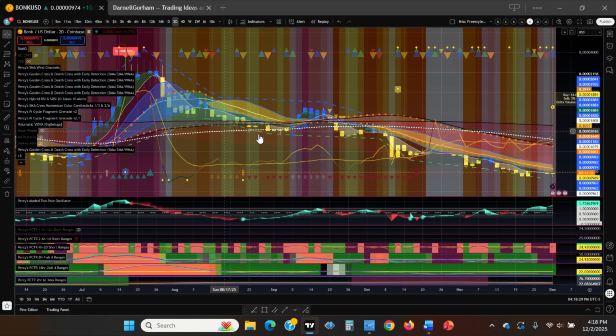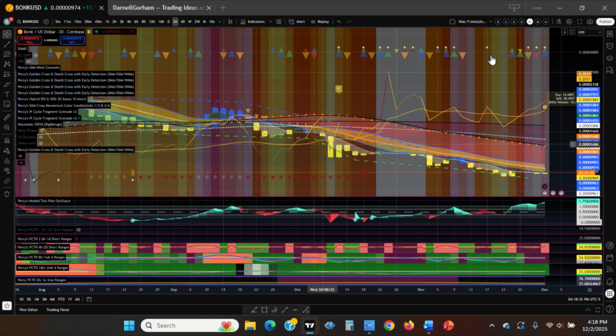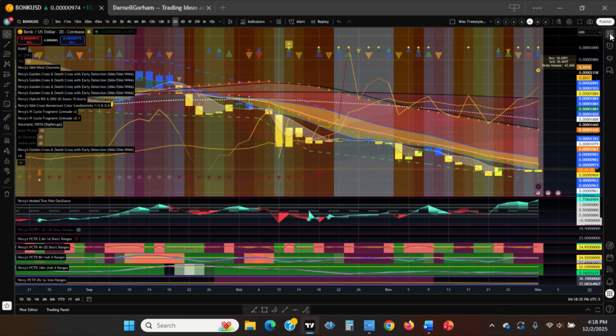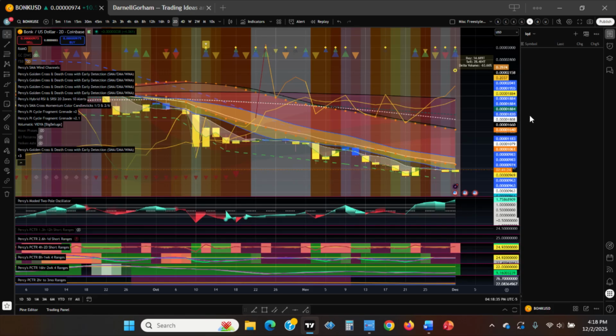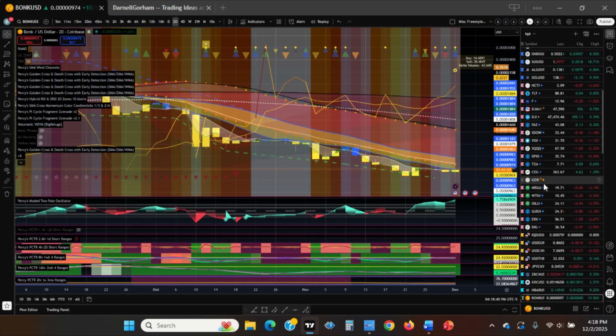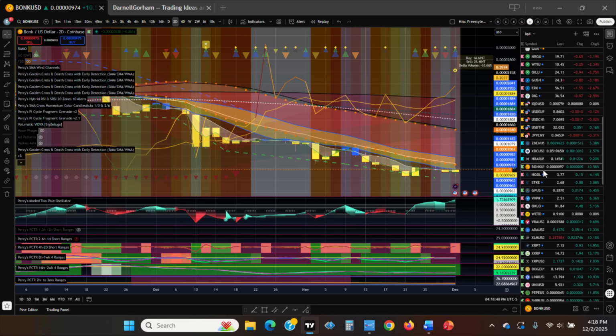But with Bonk, you can see those moves, and that's with the 21 simple moving average going down. What happens when everything starts to really open up and that 21 simple moving average in the midst of the yellow starts to flatten out and go upward? It's going to be a field day. All right, back with XRP. And I'm aware of the time.